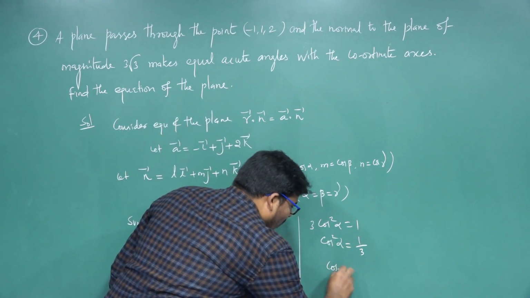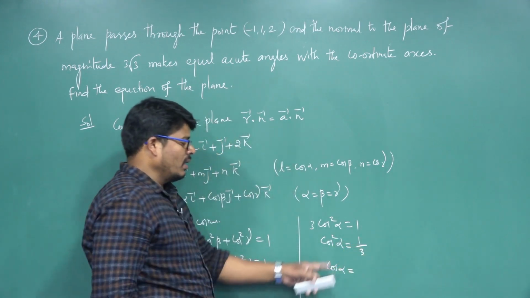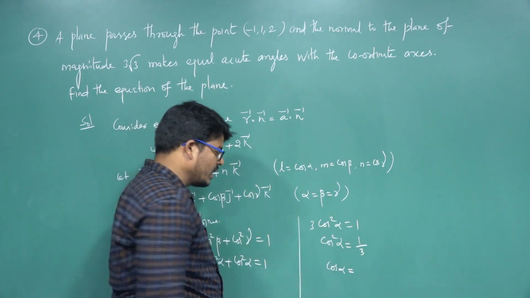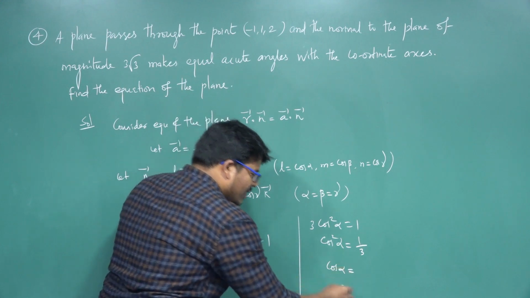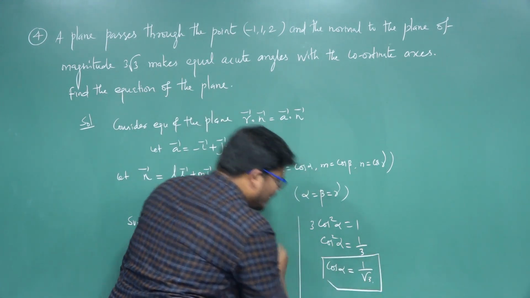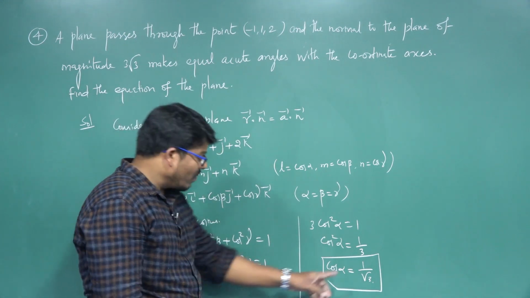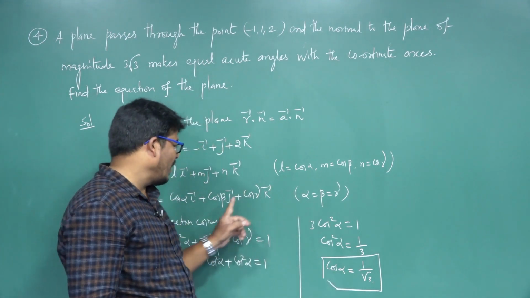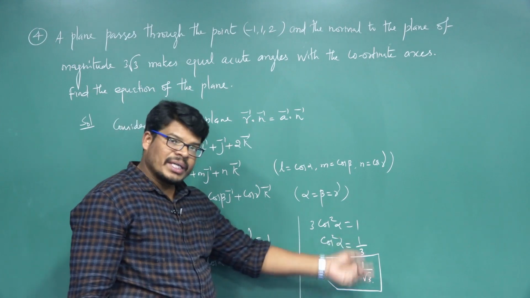Now taking the square root on both sides, square and root cancel. Cos alpha equal to 1 by root 3. Similarly cos beta is 1 by root 3 and cos gamma is 1 by root 3.